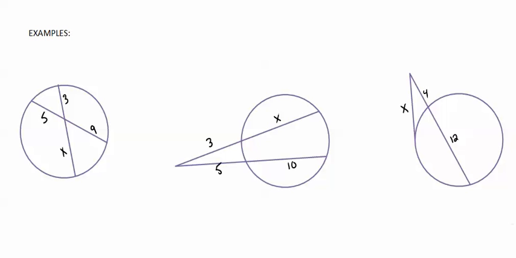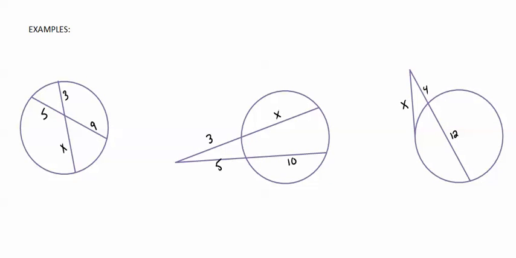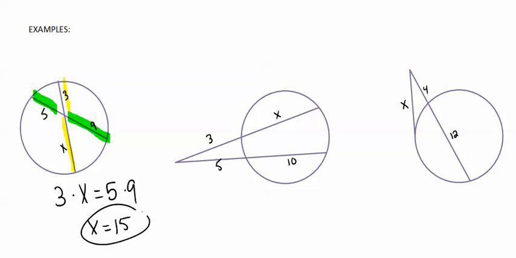The first one that we see is a chord example, and what that theorem said is that if I take the product of this times that, it should equal the product of the other 2 segments of the chord. So we set it up as 3 times x equals 5 times 9, and you solve for x, which would be 15.